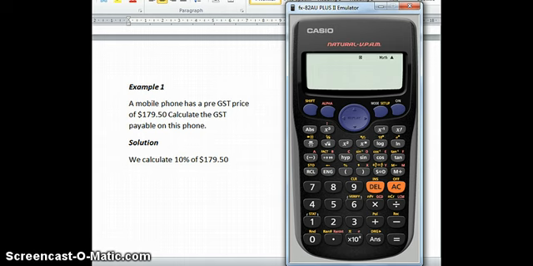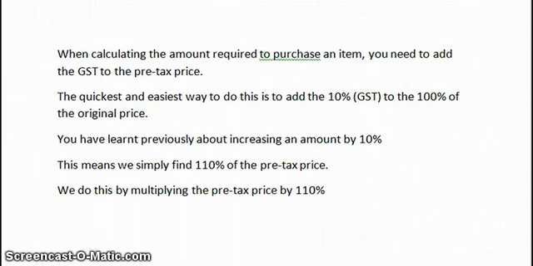So to calculate the GST which you need to pay on this phone, it's a case of calculating 10% of $179.50. So 10, shift, left bracket, that brings up the percent, and we multiply that by $179.50. Include the last zero, press your equals, and you get an answer of $17.95. So the GST on this mobile phone is $17.95.